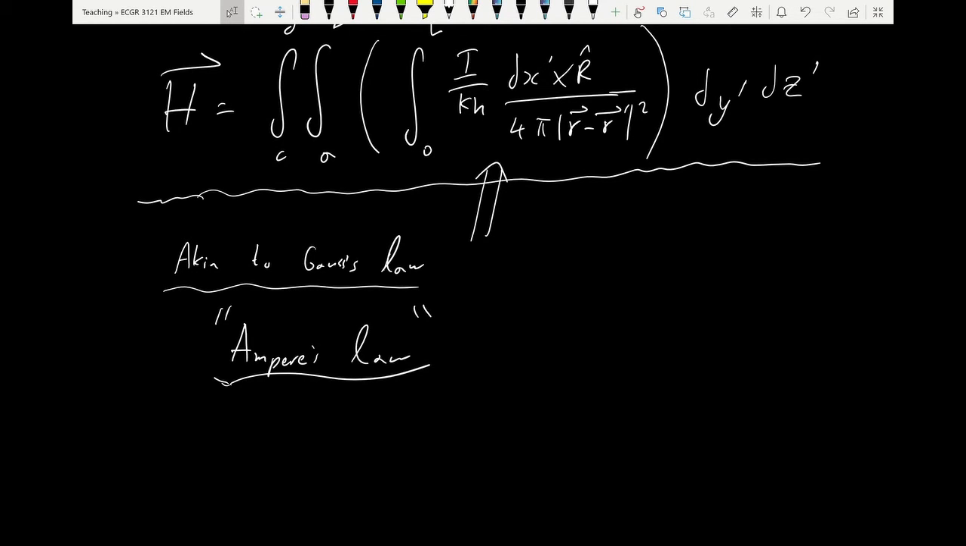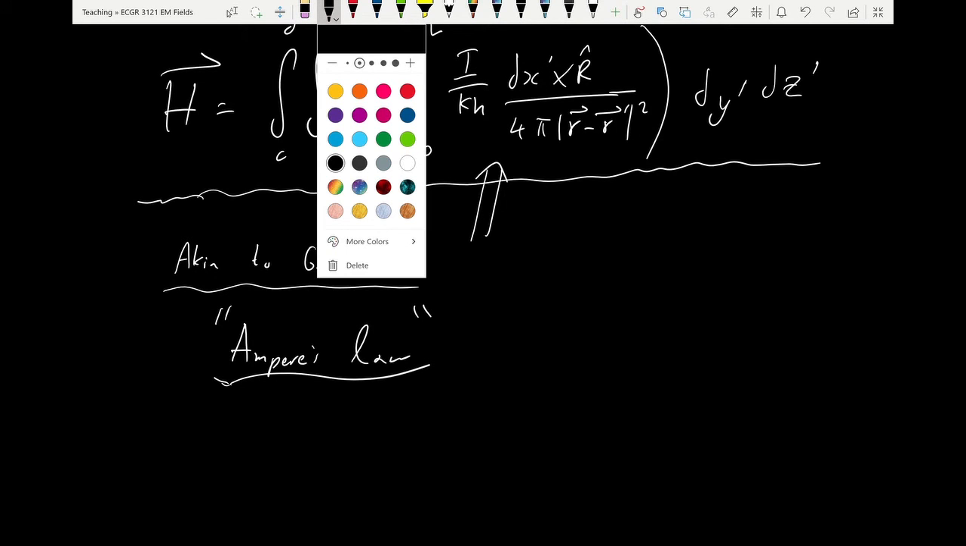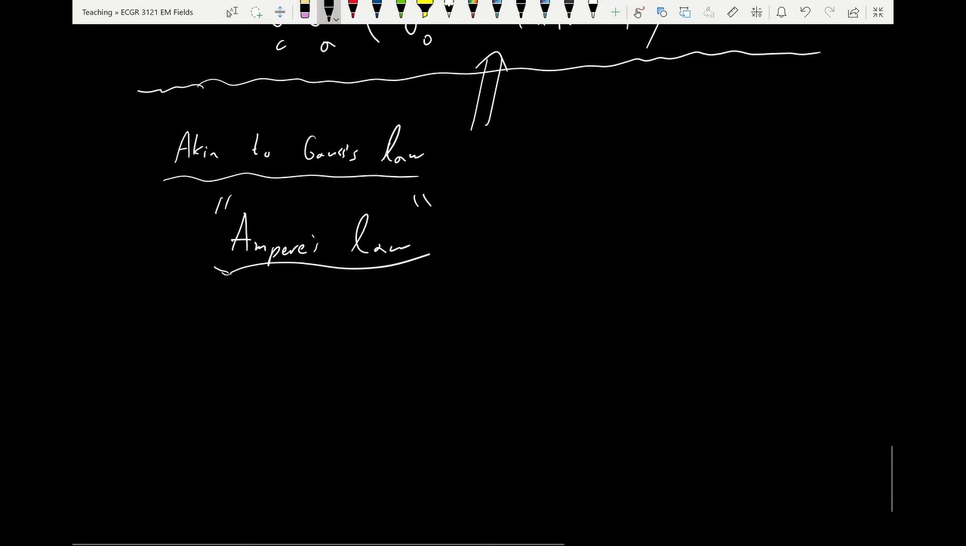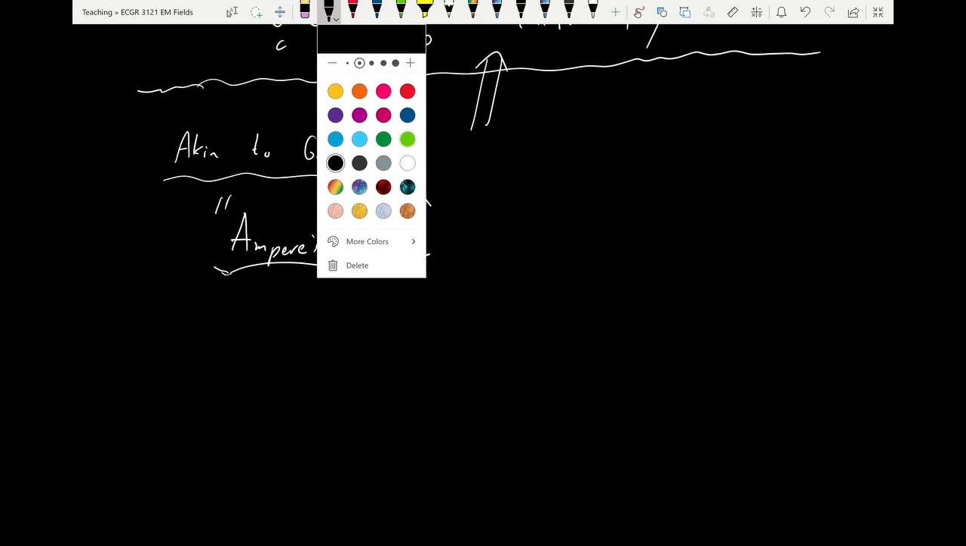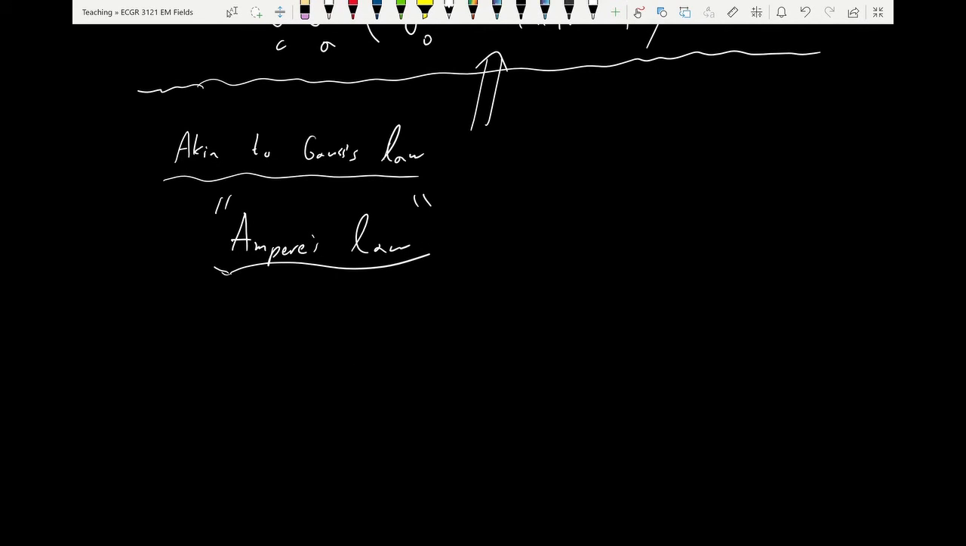So what was Ampere's discovery? Ampere's discovery was... where's my whiteboard? Okay, all right. Ampere's discovery was the following, and it all starts with the Biot-Savart law.